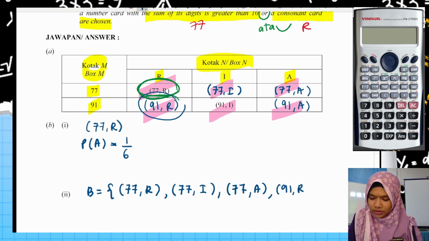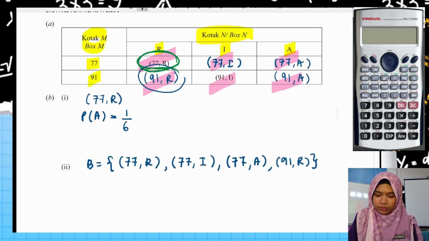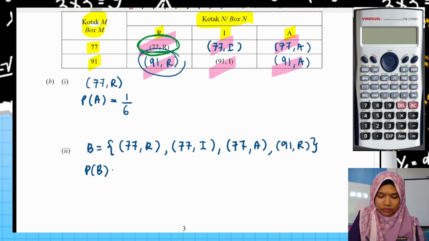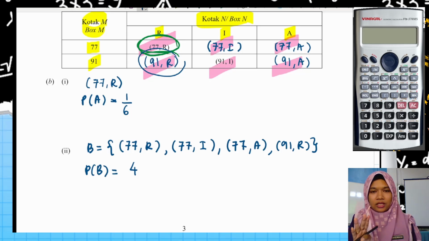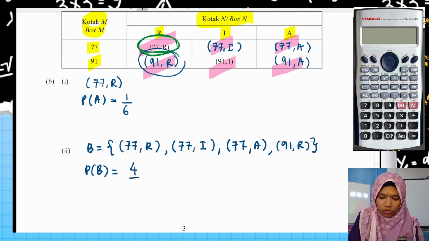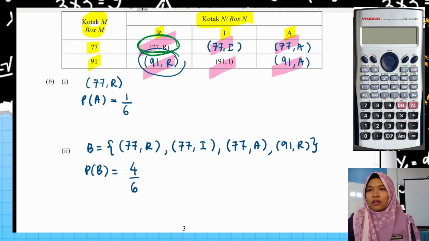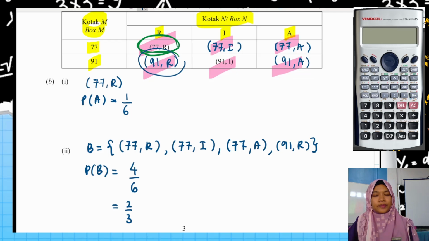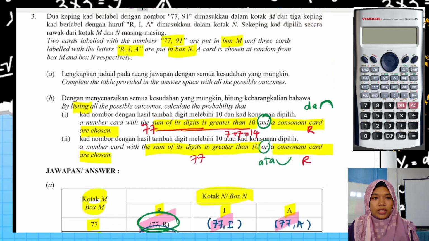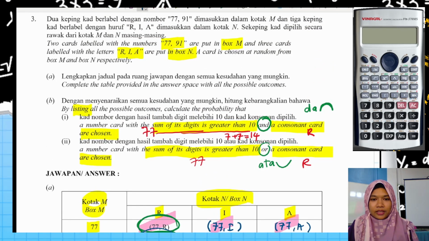91 R. Okay, so the probability for this event is, okay, 4. Okay, because yang fulfill ada 4. 77R, 77I, 77A, 91R. Okay, so 4 over 6. Okay, 4 over 6. Okay, and then you simplify. Okay, simplify 2 over 3. Okay, alright. This one is the solution for question number 3. Okay.